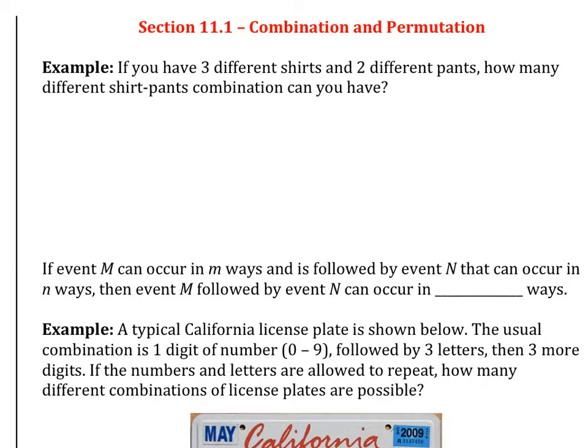So if you have 3 shirts, let's put the shirts here. You have 1, 2, or 3. So you can choose this shirt, or this shirt. Once you pick a shirt, you're going to pick a pair of pants. From the shirt, so if you pick shirt number 1, you can either pick A or B pants. So then you can pick A or B.